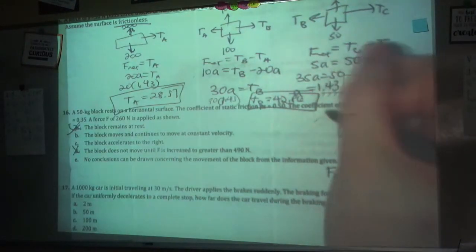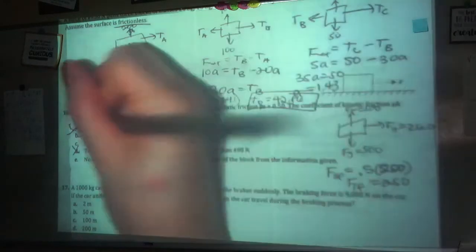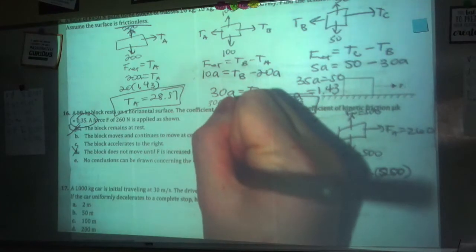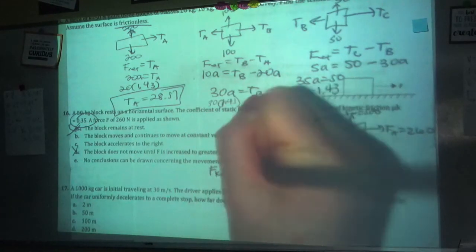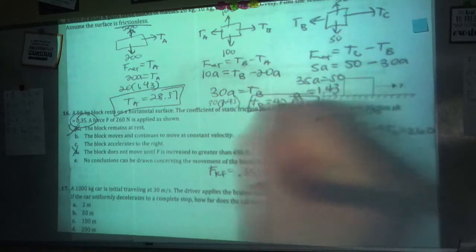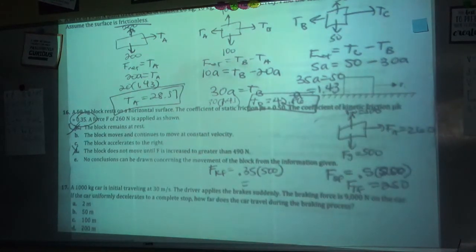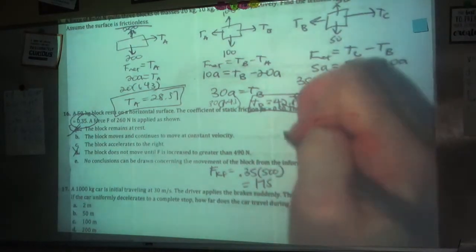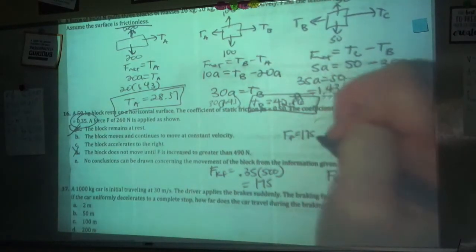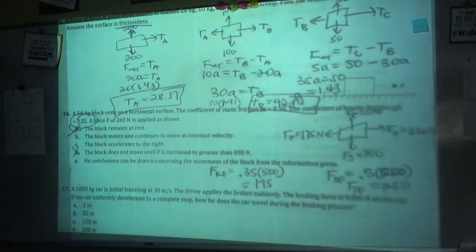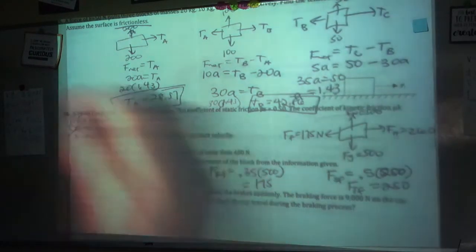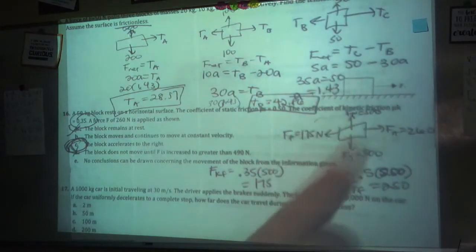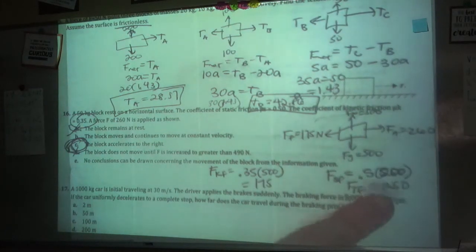And now, once it's moving, we would use the coefficient of kinetic friction, which would be 0.35 times the 500, and 0.35 times the 500 gives me 175. So then once it's moving, friction is only going to resist with 175 newtons of force, so then it would accelerate to the right, so you have a greater force to the right. Key there is you need to check and make sure that it is greater than the static friction before it starts to move.